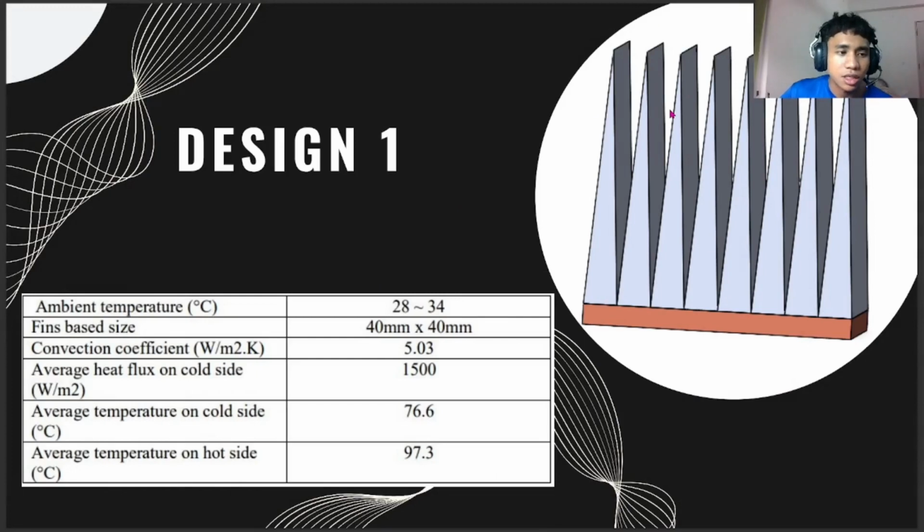This is our first design. The ambient temperature is 28 to 34 degrees Celsius. Fin base size is 40 mm times 40 mm. Convection coefficient is 5.03 watt over meter square. Average heat flux on cold side is 1.5 kilowatt over meter square. Average temperature on cold side is 76.6 degrees Celsius, and average temperature on hot side is 97.3 degrees Celsius.